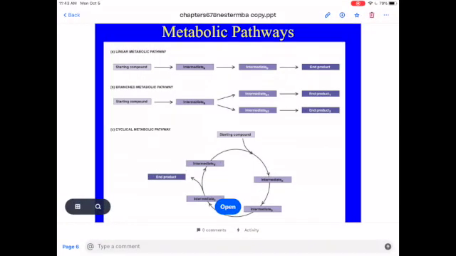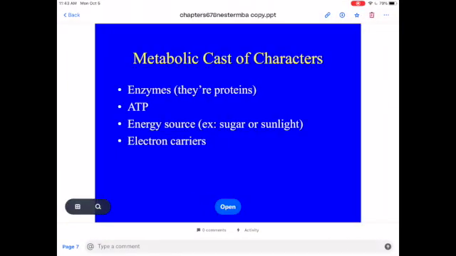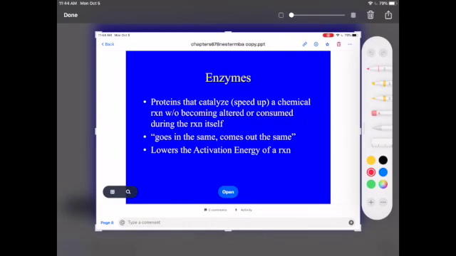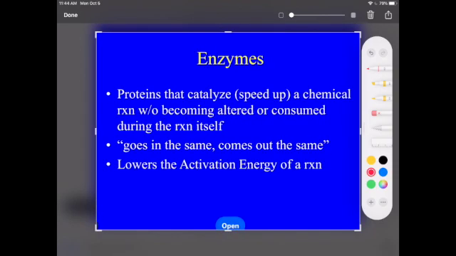So the players are enzymes. We got to talk a little bit about ATP. We got to talk about energy sources and electron carriers. So first up, we're going to talk about enzymes. This is all review for you, but I feel the need to review it. Enzymes are proteins that catalyze. Catalyze means to speed up chemical reactions in the cell without becoming altered or consumed or changed in any way. They go in the same and they come out the same.